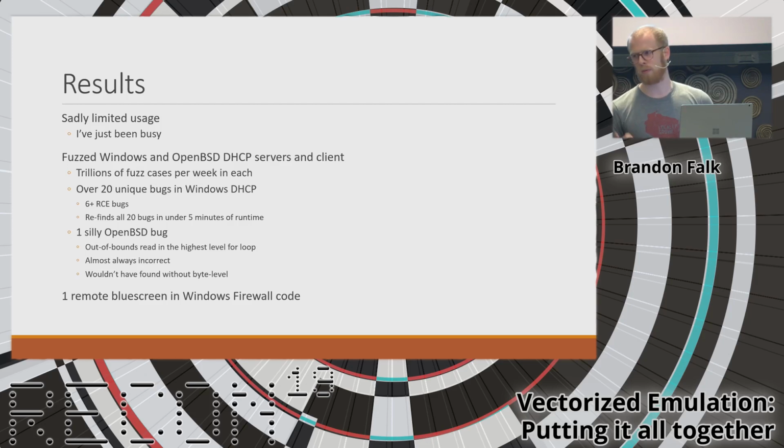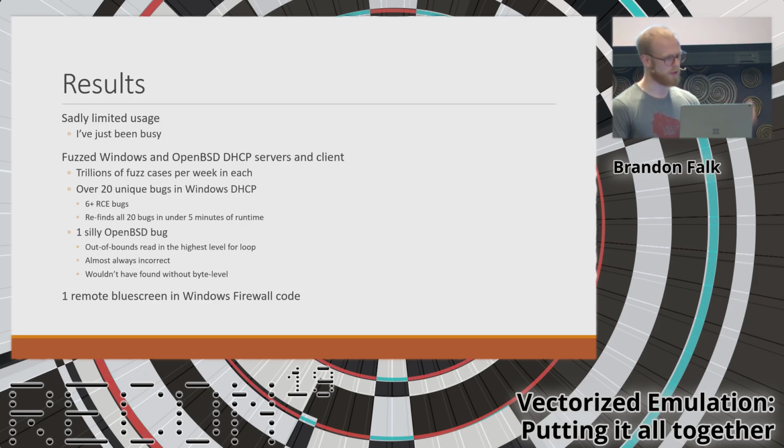I fuzzed a couple targets. I looked at Windows DHCP. We on the enterprise team, there are a couple people here, found over 20 unique bugs in Windows DHCP. 6 plus, I think more than that, were RCEs that caused a couple Twitter conversations earlier this year.